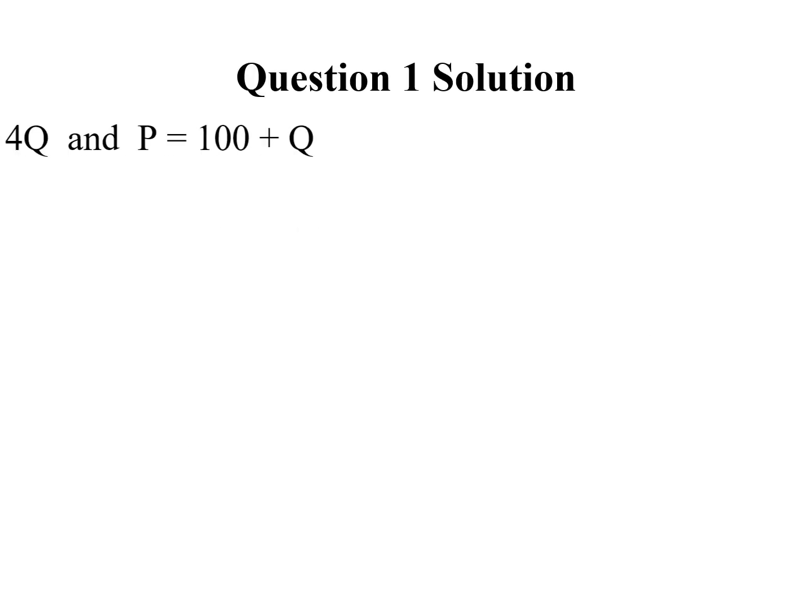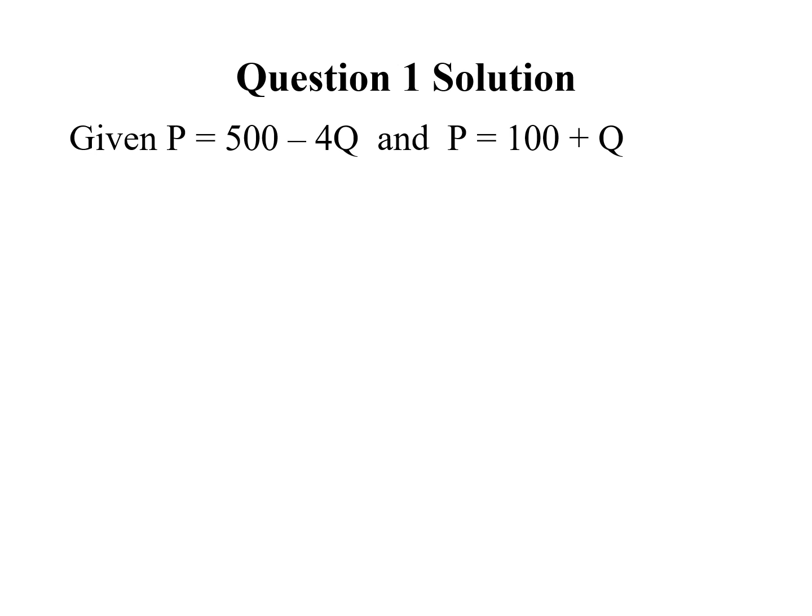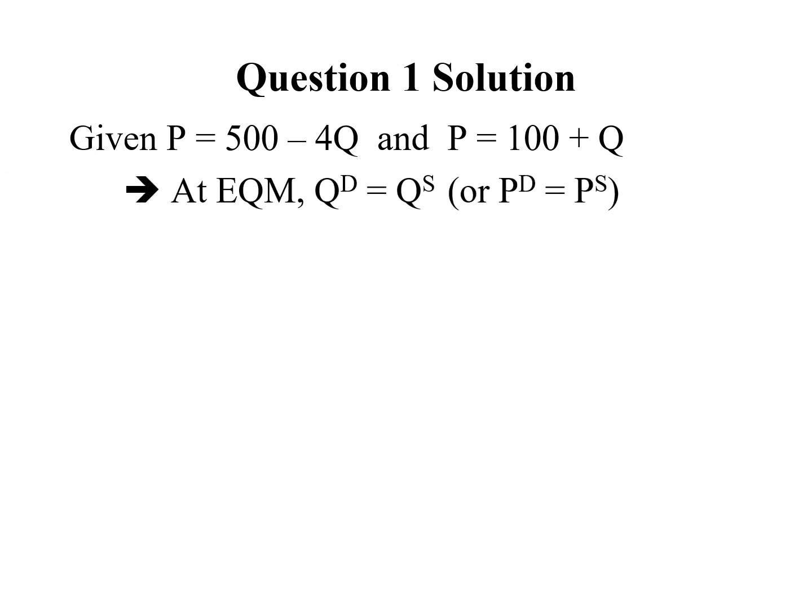So we'll start by looking at the demand curve and the supply curve. At equilibrium, the normal equilibrium condition is that quantity demanded equals quantity supplied. But because these are inverse demand curves with price on the left-hand side, you can also use the equivalent equilibrium condition that the price consumers are willing to pay, that's PD, the price from the demand curve, is equal to the price from the supply curve, which is the price suppliers are willing to receive.